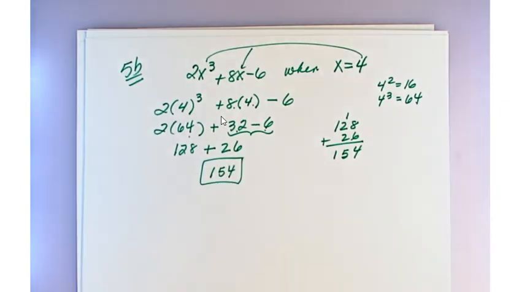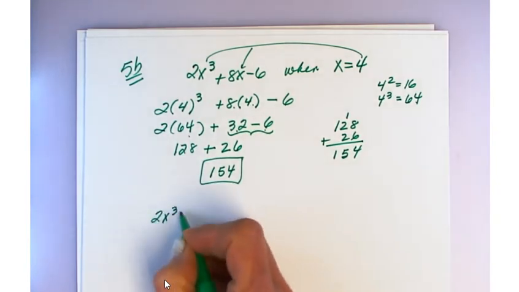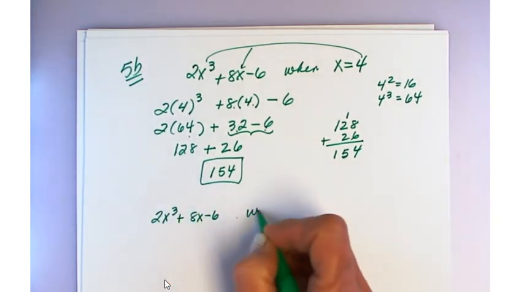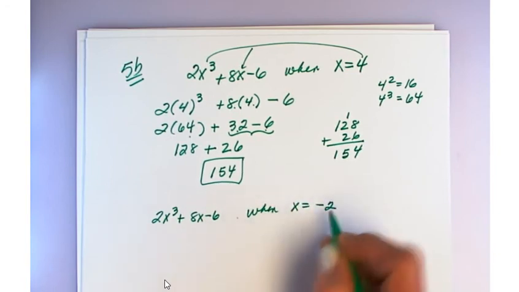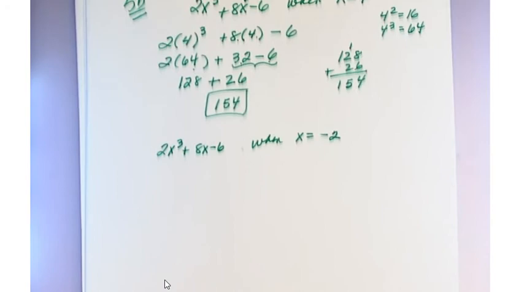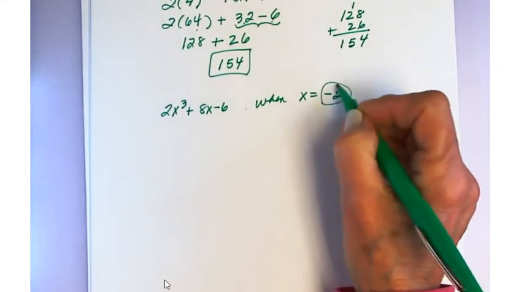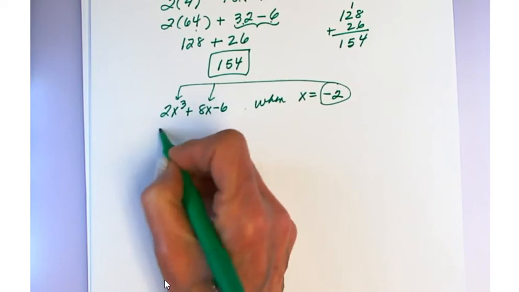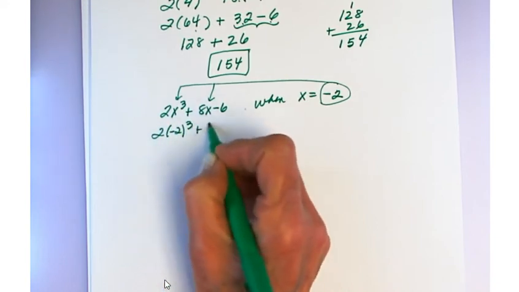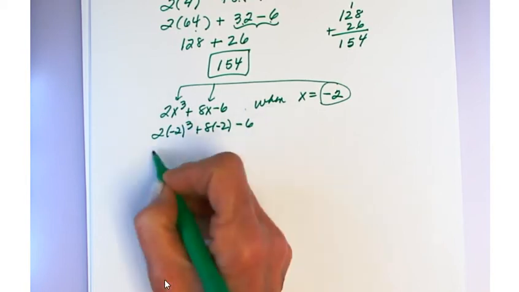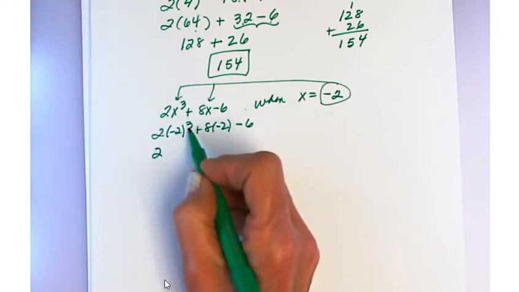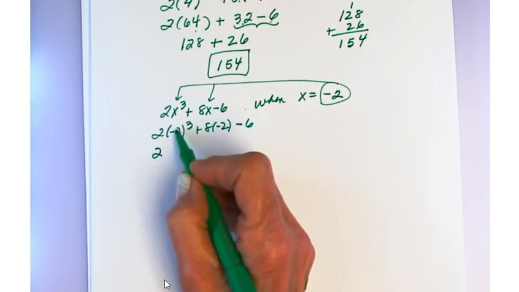So we have evaluated before, but ours did not necessarily have exponents in them. So now use the same one, but we're going to let x equal minus 2. So I'm going to take the minus 2. It's going to go in for every x. Remember our order of operations here. Exponents first. So minus 2, the quantity cubed.